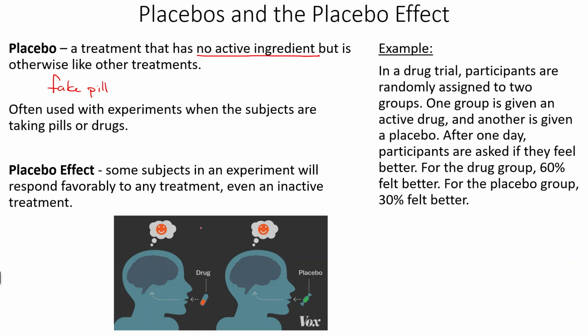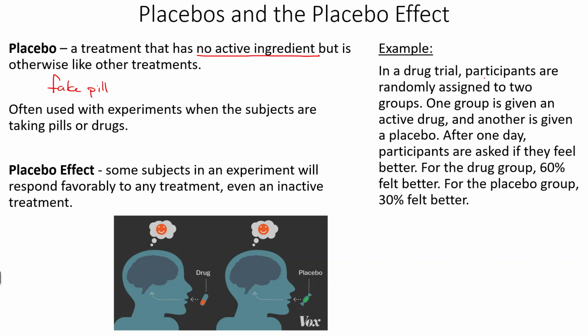The reason we do this is because of something called the placebo effect. Some subjects in an experiment will respond favorably to any treatment, even an inactive one. So if we give them the fake one, some of them are going to feel better no matter what. They're going to be happy, they're going to feel better, even if it's a fake pill, just because someone's telling them, here you go, take this, it'll make you feel better. And that will make them feel better.